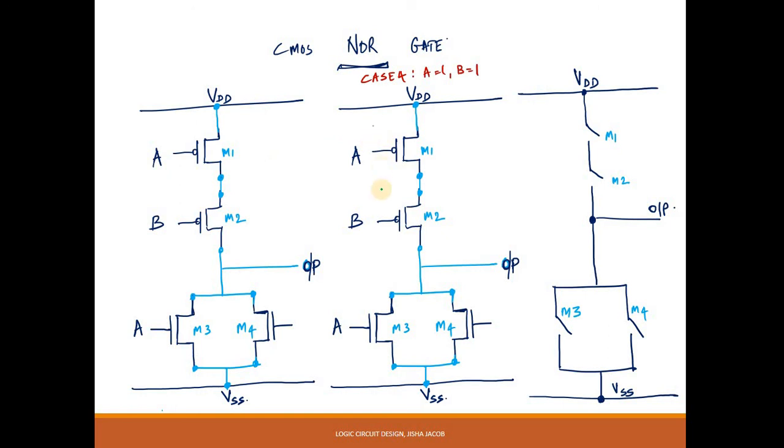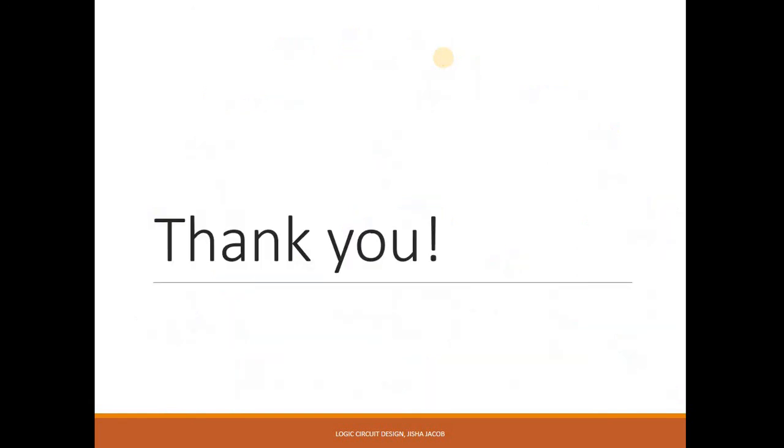And finally, A equal to 1, B equal to 1. What do I get? M1, M2 are off, M3, M4 are on. Therefore, output is equal to logic 0. So hence the working of the NOR gate has been verified, and all three CMOS gates' circuit working and the truth tables have been verified. Thank you.